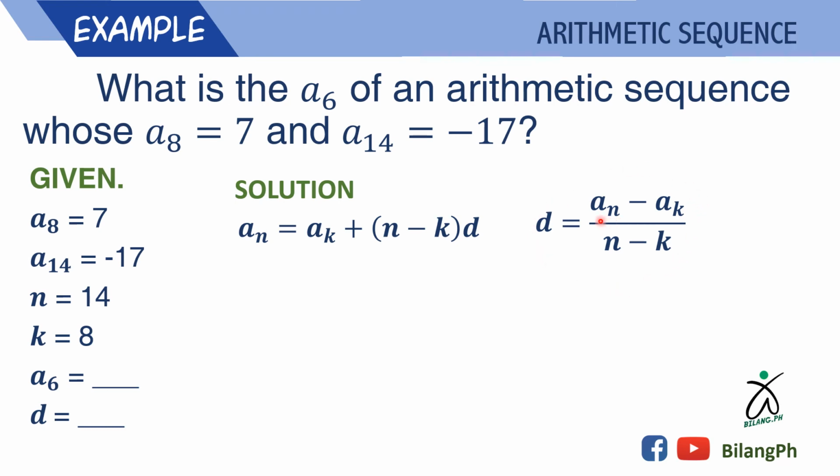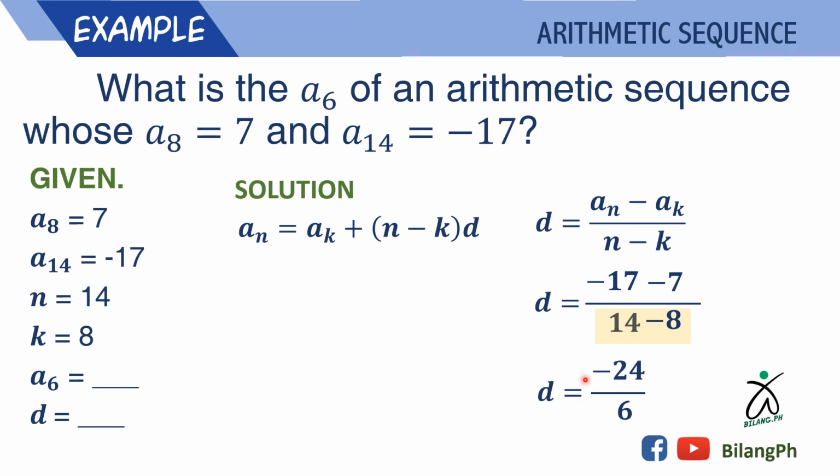Ang a sub n natin ay, sino ang mas dulo dalawa? Negative 17. Sunod naman, ang a sub k ay 7. Pang ilan si negative 17? Pang 14. Pang ilan si 7? Pang 8. Simplify. Negative 17 minus 7 is negative 24. 14 minus 8 is 6. I-divide. Negative 24 divided by 6 is negative 4.